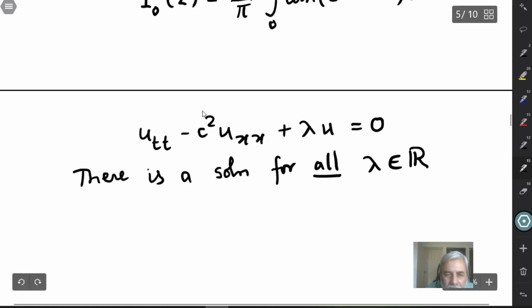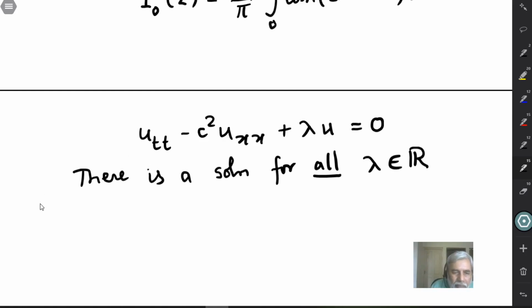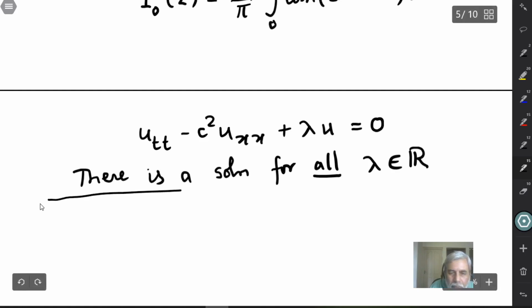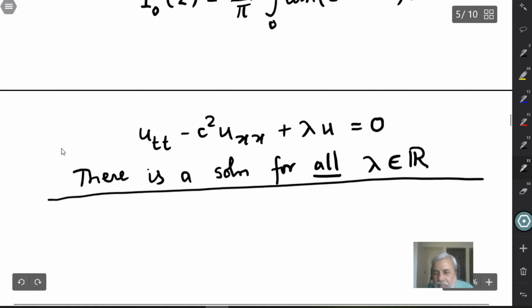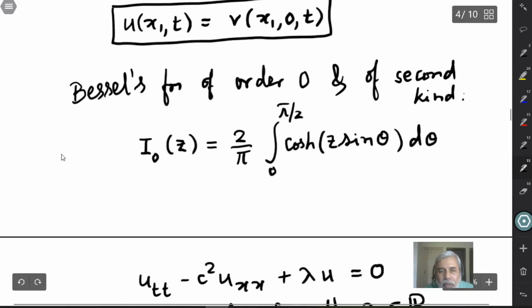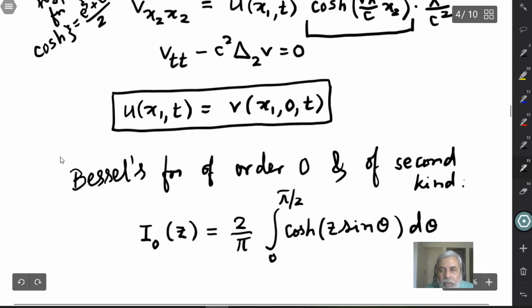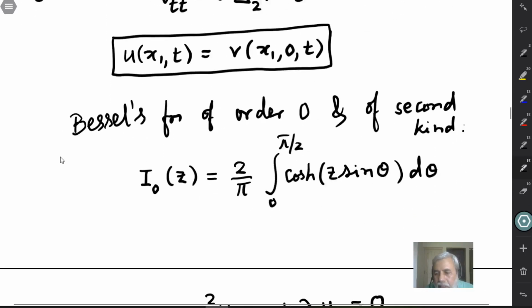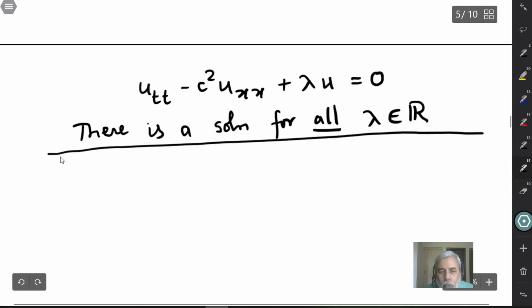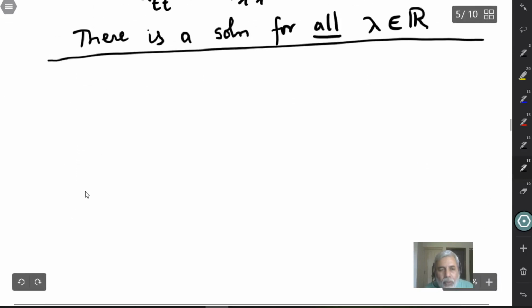If you think of this as a wave operator, then we are showing that each real number is an eigenvalue of that operator. I want to just comment on that. Again, when we come back to the Laplace equation, we will have occasion to recall this result. So that's fine.